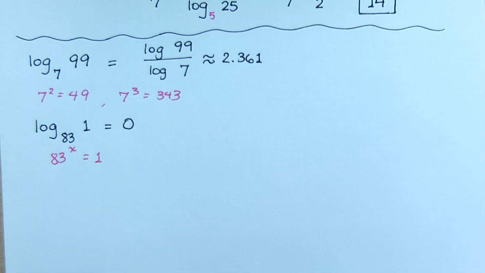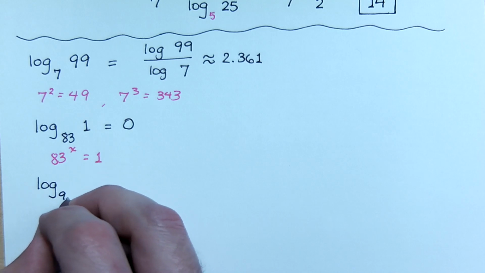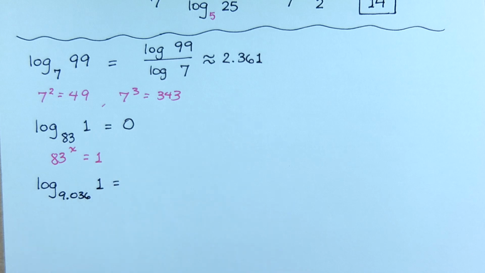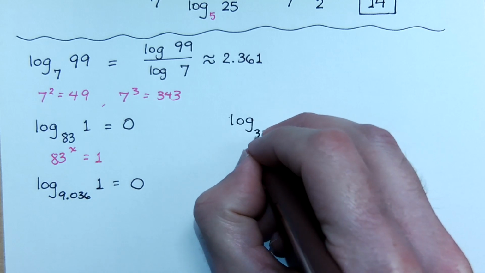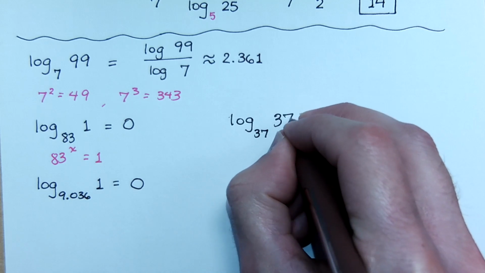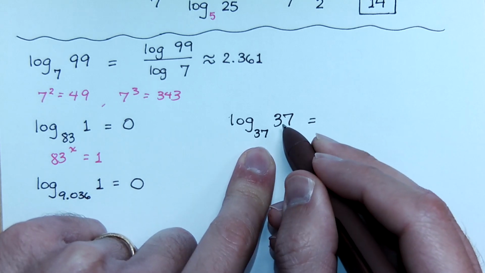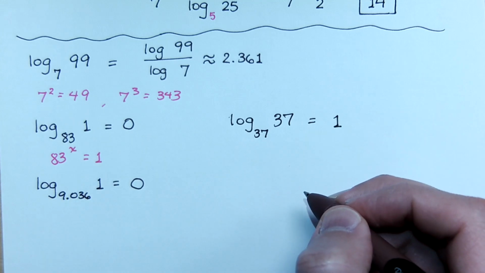Even if it were a really nasty number. If I said, what is log base 9.036 of 1, what would you say? 0. You would say 0. If I ask you what is log base 37 of 37, what power of 37 gives you itself? 1. The answer is just 1. Does that make sense?